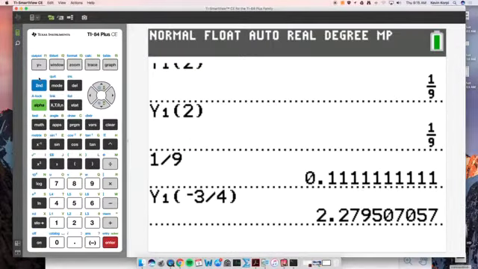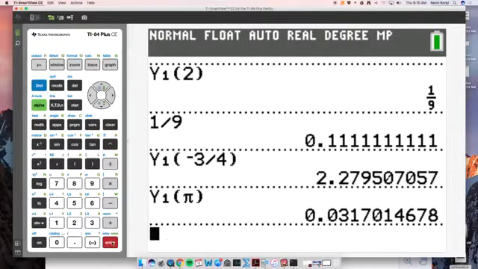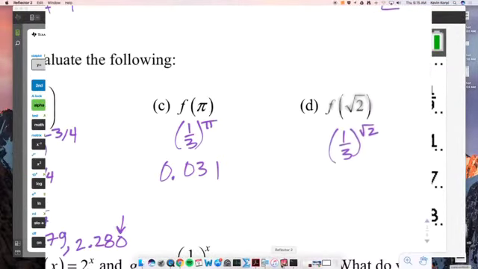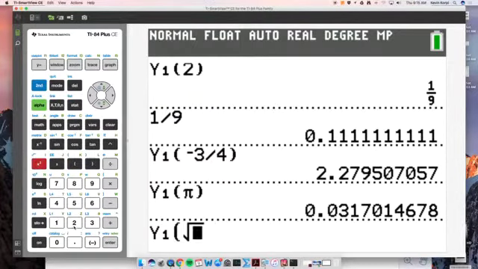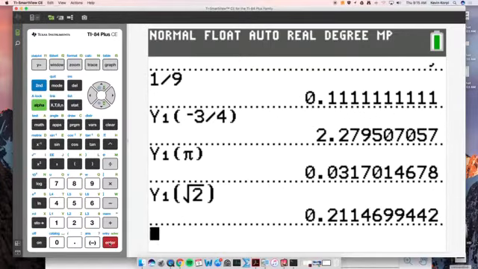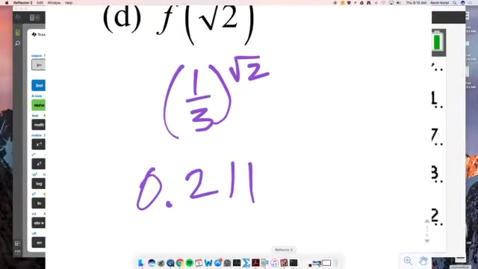What is f of pi? Well, now you can just hit second enter. Come back here, get rid of the -3/4, and just type in a pi, which is second caret. And you get that number there, 0.031 or 0.032. And then finally, f of the square root of 2, again, just hit alpha trace, number 1, open parentheses, square root of 2, close parentheses. It treats that like function evaluation, just like f of the square root of 2. And you get the decimal 0.211. All right, so there's a little bit of calculator work for us.